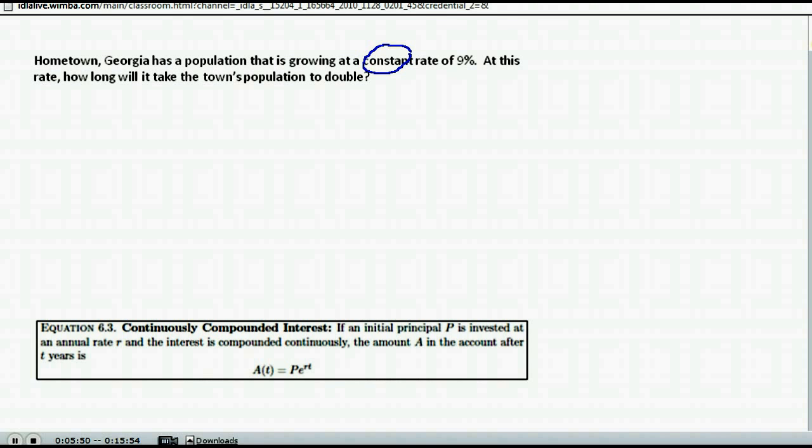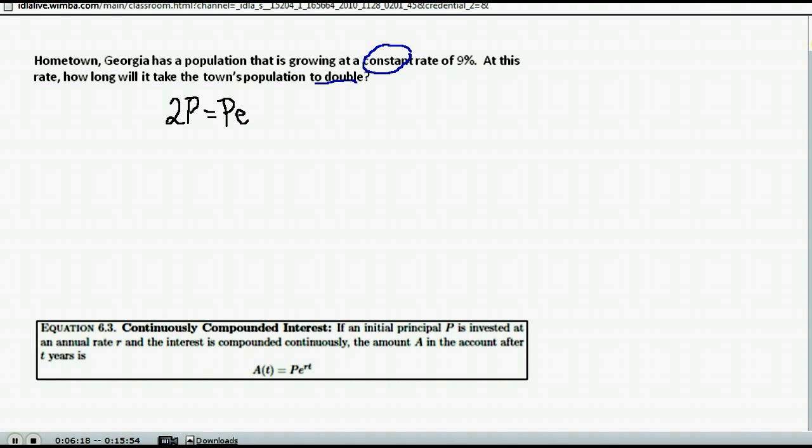So Georgia has a population that's growing at a constant rate of 9%. At this rate, how long will it take for the town's population to double? So notice they didn't tell us how many people are there now. They didn't tell us how many people they're going to end up with. They just told us that they want it to double. So the amount we end up with should be twice the original population, 2 times P, even though we don't know what it is. We're just going to call it P.